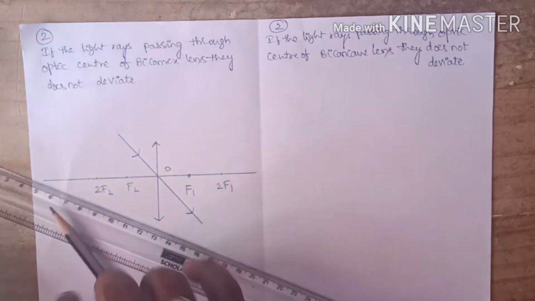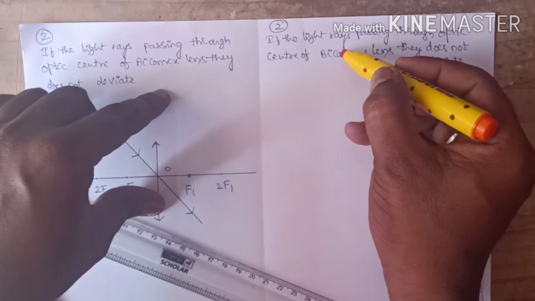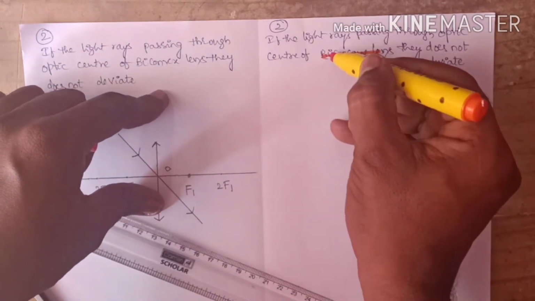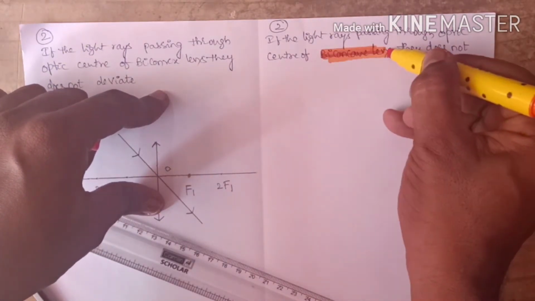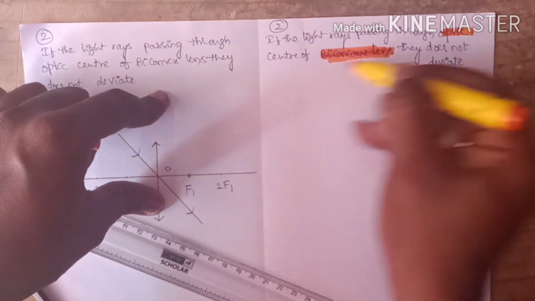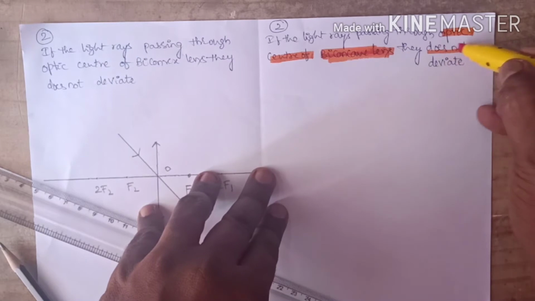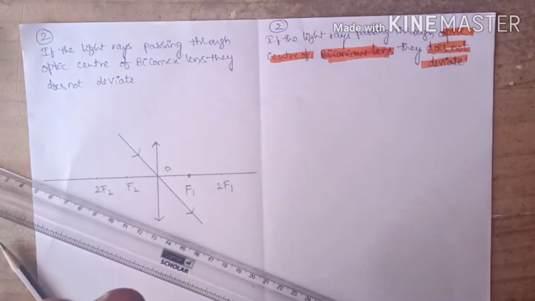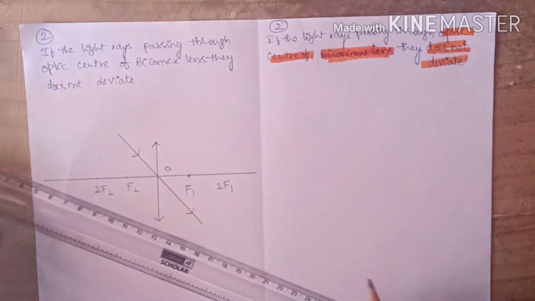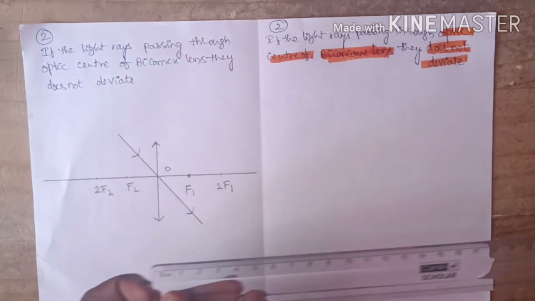Now, in the case of a biconcave lens, these light rays are traveling through the optic center of the biconcave lens. What happens? They do not deviate. Let us discuss this by using a ray diagram.